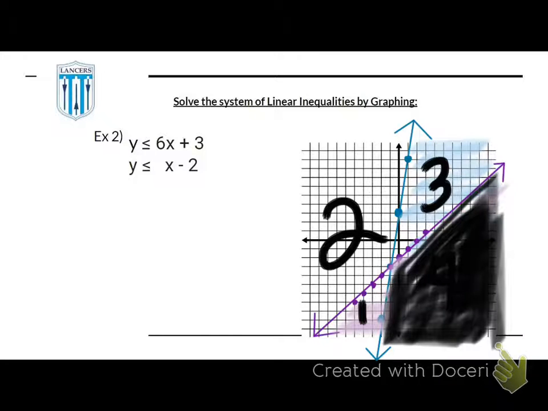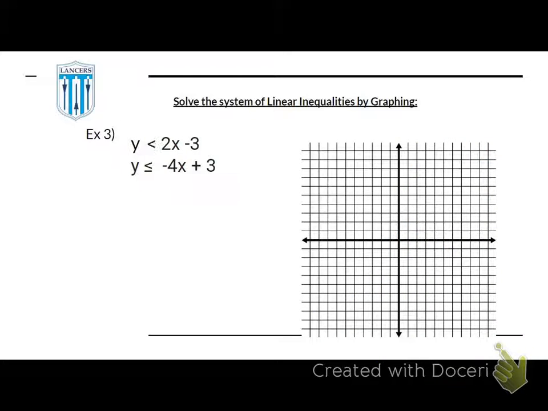Okay. Go ahead and try number 3 on your own, and we'll talk about it in a minute. If you get done with 3, or you've already done 3, and you want to try 4, you can, but I will warn you that 4 is a special situation. But we'll talk about it in a minute.